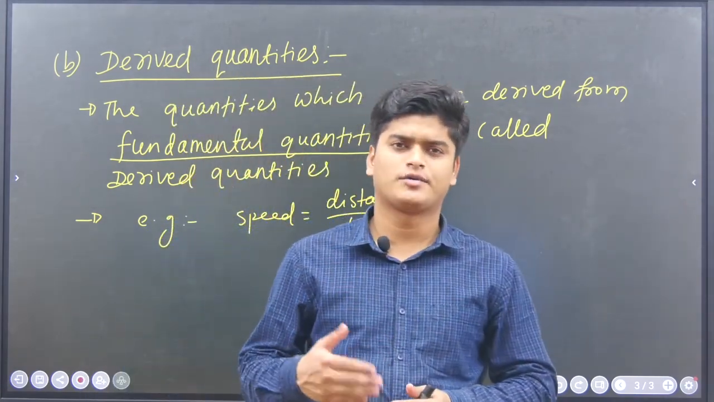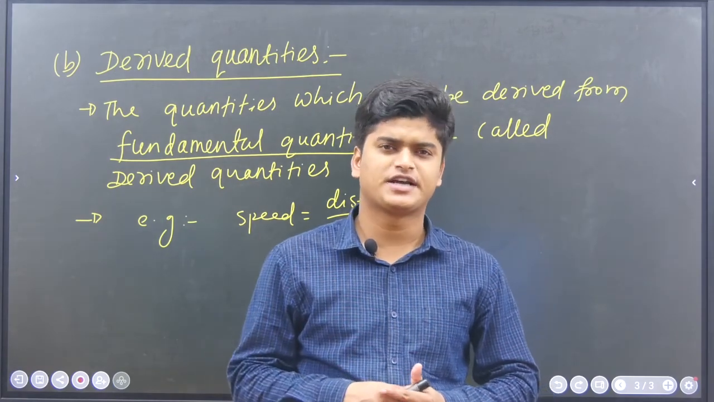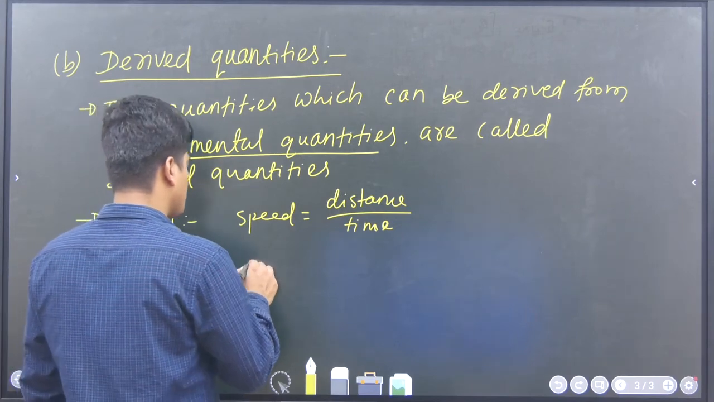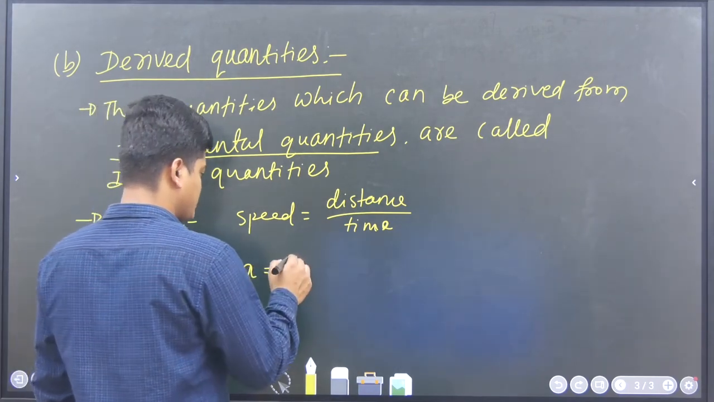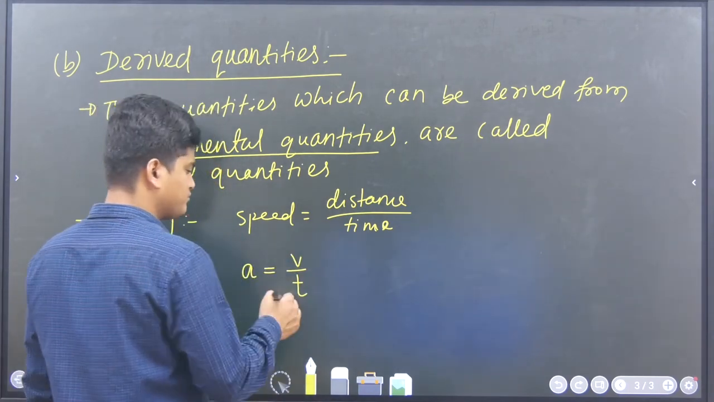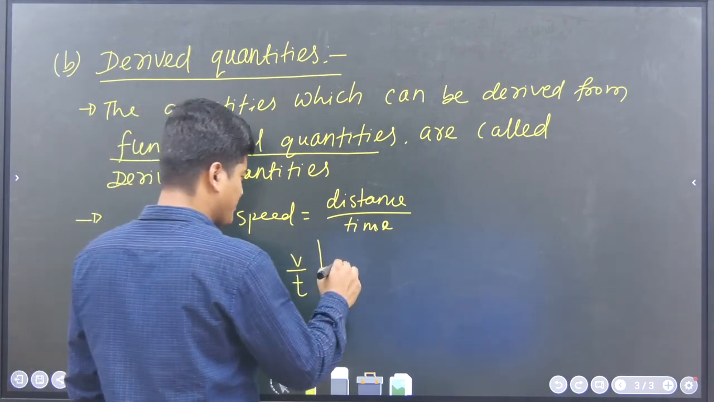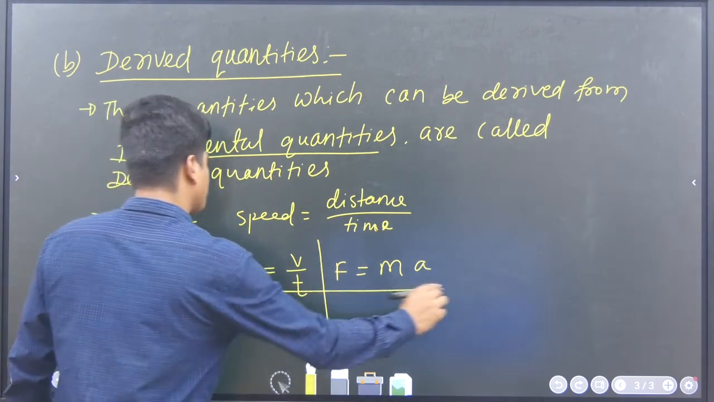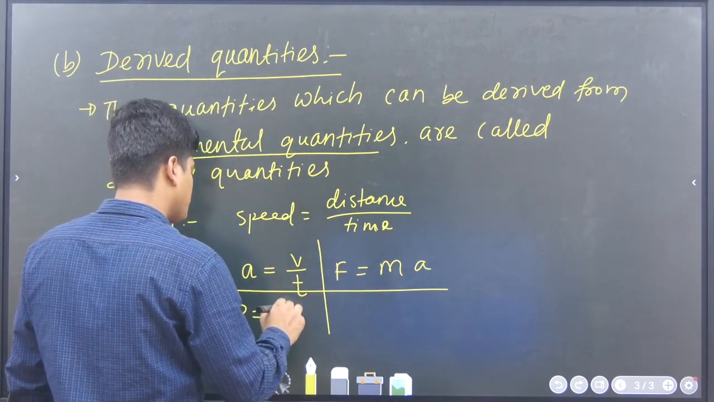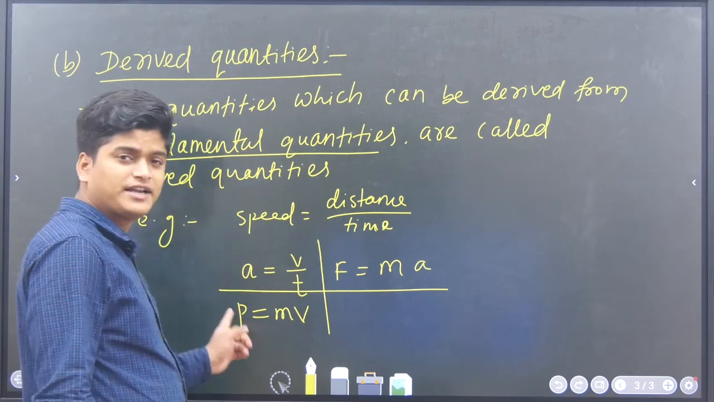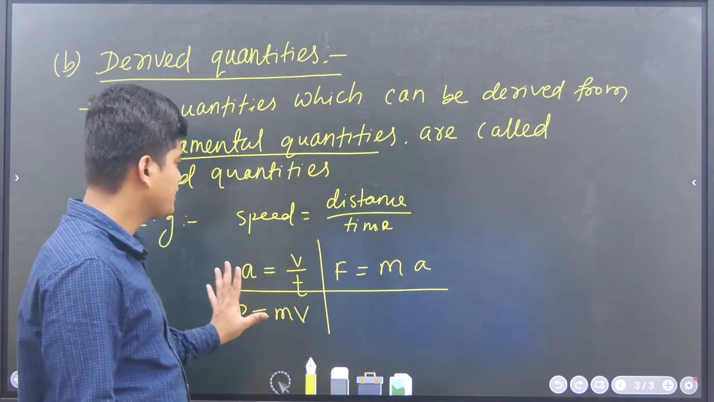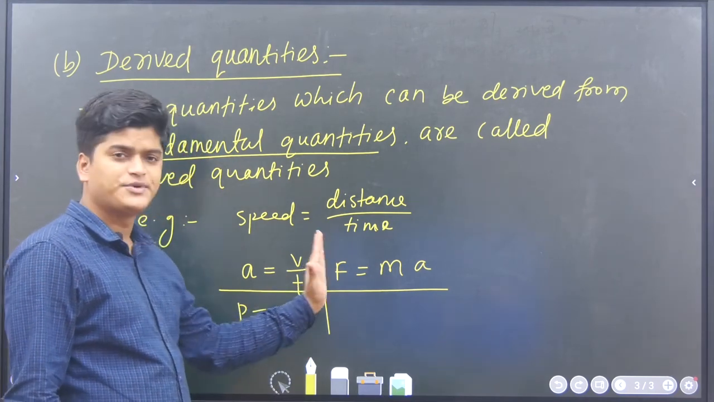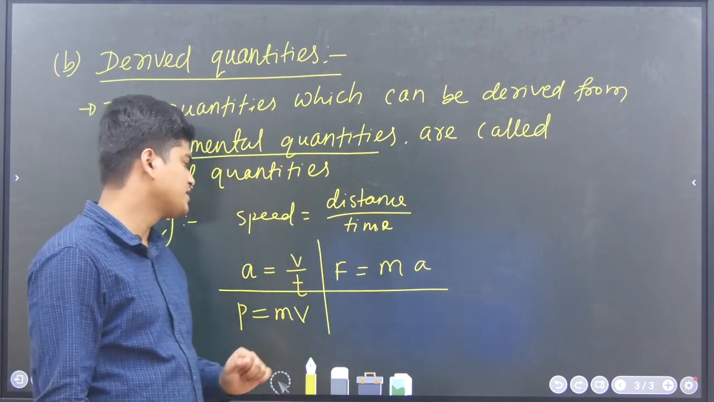In this lecture and coming lectures we will be seeing many physical quantities and derived quantities. Suppose some certain quantities I am writing, suppose I am writing acceleration. Acceleration is nothing but velocity by time, and force is nothing but mass times acceleration. Momentum is nothing but mass times velocity. I am writing in terms of formula, but you can understand. P is momentum, m is mass, v is velocity, and F is my force, m is mass and a is acceleration.